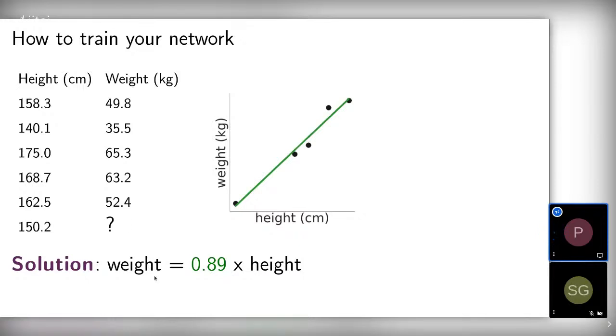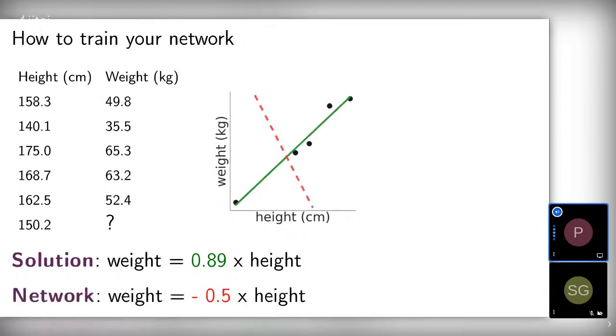All right. If you were to then represent this function in terms of a network, then you basically parameterize the network with the slope, and initially you make a guess for what that slope would be, and most probably that guess is going to be wrong, and therefore the line that you have from the network is also going to be wrong. Now the question is, how do you correct this line such that it actually matches the true solution?